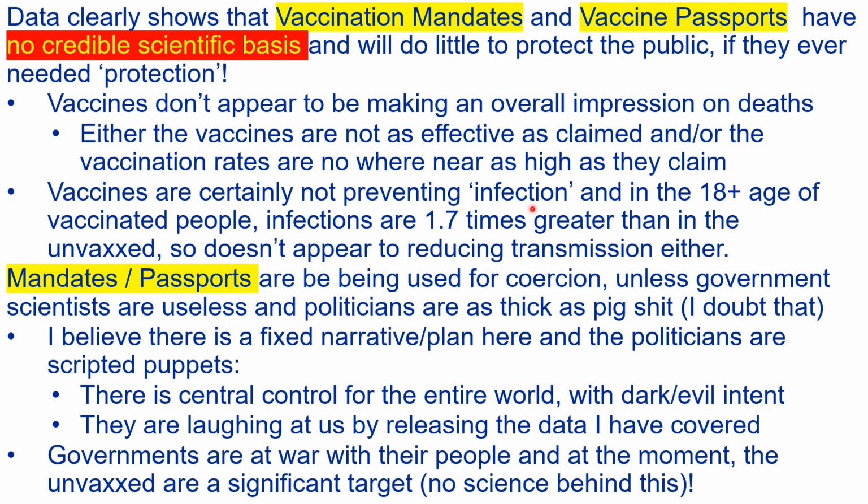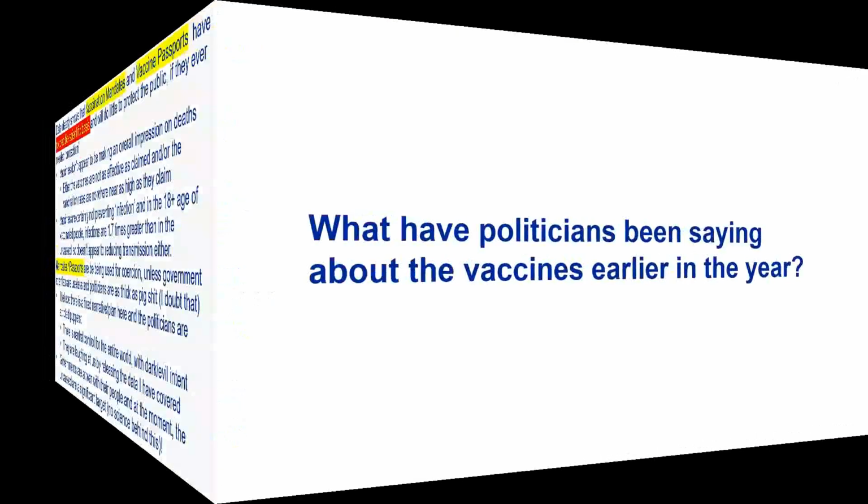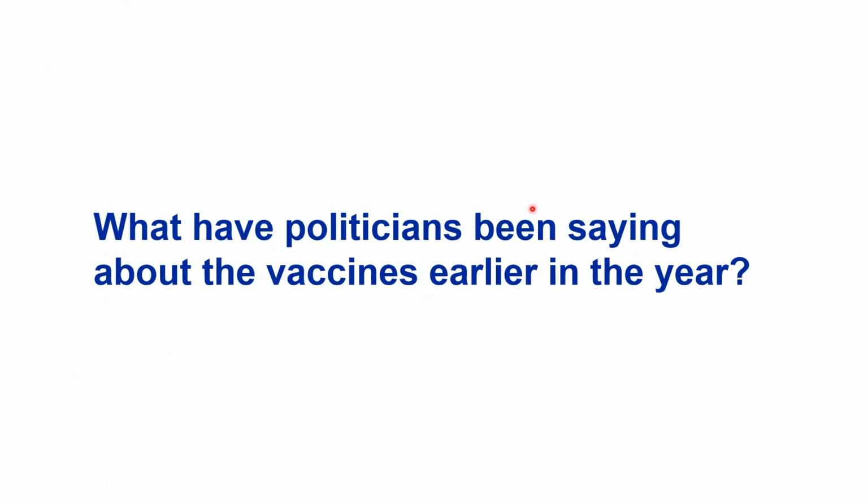So there you go. Just look at what's going on there. And then when you look at this data, this is England, but I'm sure human beings in other parts of the world will react to the same vaccines in the same way. So it's quite applicable data across the board, and it just shows you what's going on. Okay, so let's just have a quick look at what the politicians have said about the vaccine early in the year, in terms of the claims they've made.